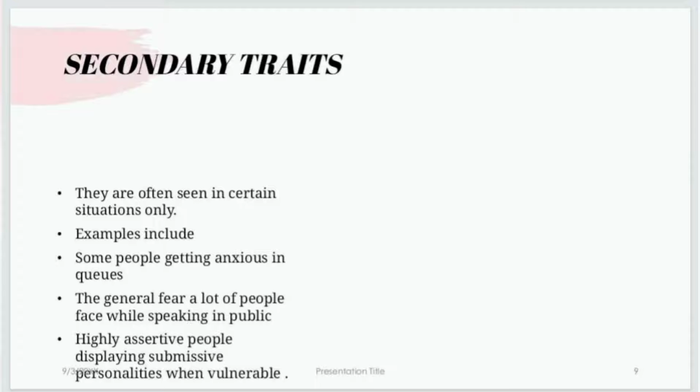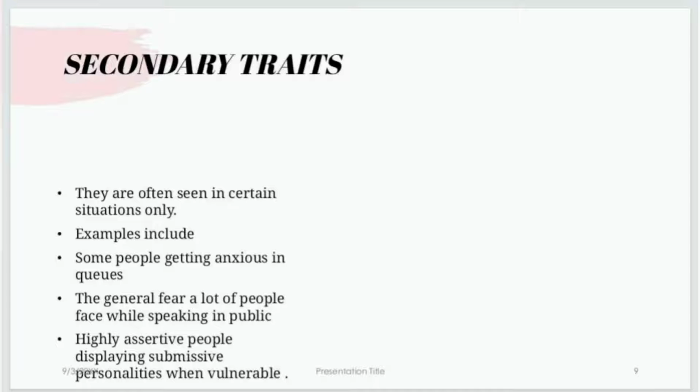Secondary traits. Now, secondary traits relate to attitudes or preferences. They are often seen in certain situations and are not on display at all times. Examples include some people getting really anxious when they are in queues.